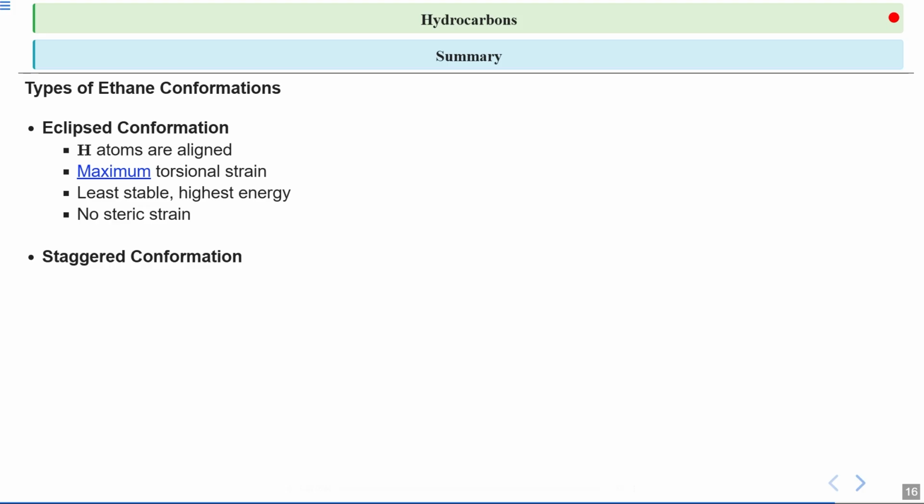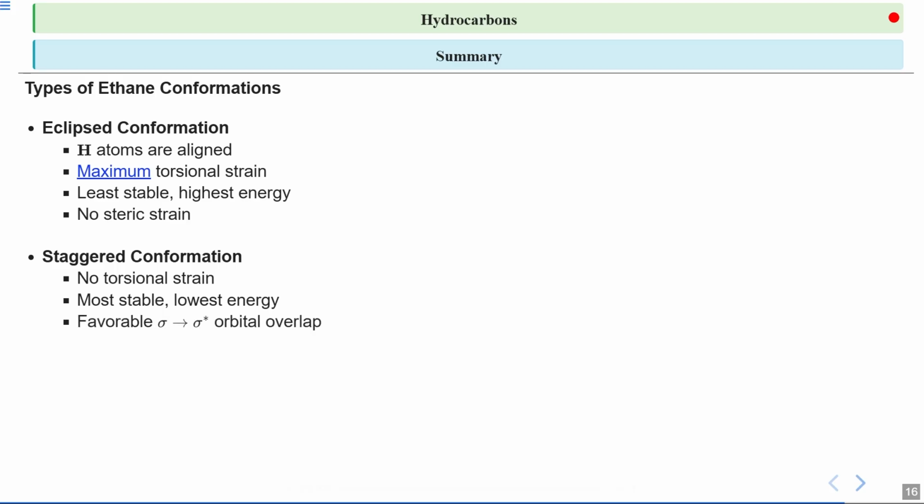Now let us move on to the staggered conformation. This is another arrangement of the ethane molecule. In the staggered conformation, there is no torsional strain. The hydrogen atoms are positioned as far apart as possible, reducing resistance to twisting. Therefore, this makes the staggered conformation the most stable and the lowest in energy in the case of ethane. It is like finding the most comfortable position to sit in.